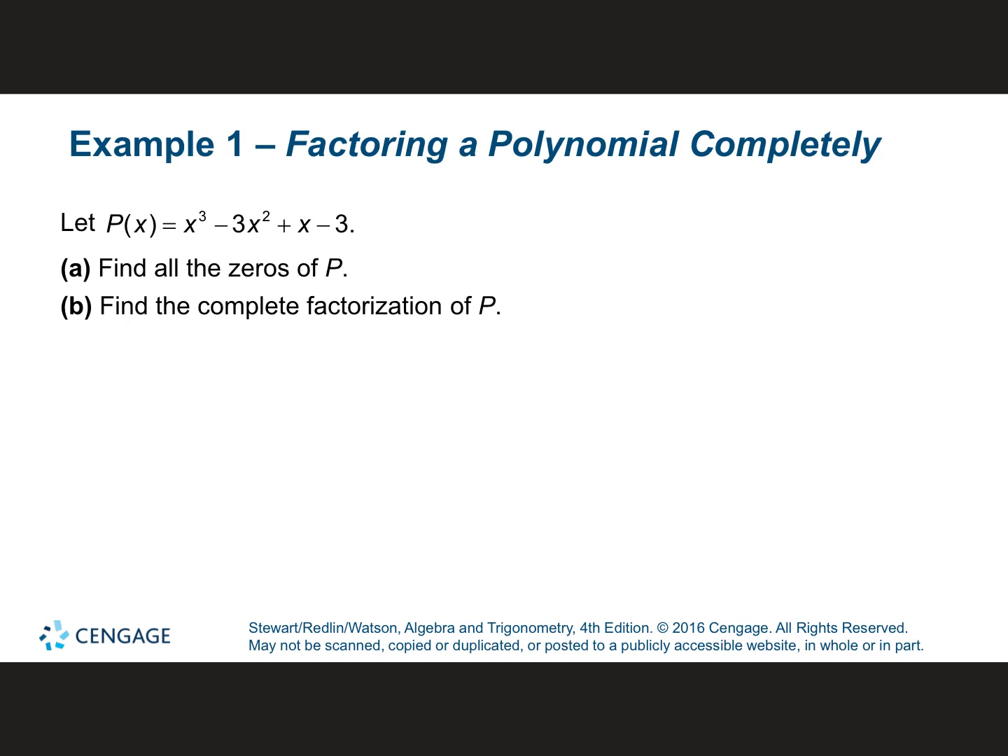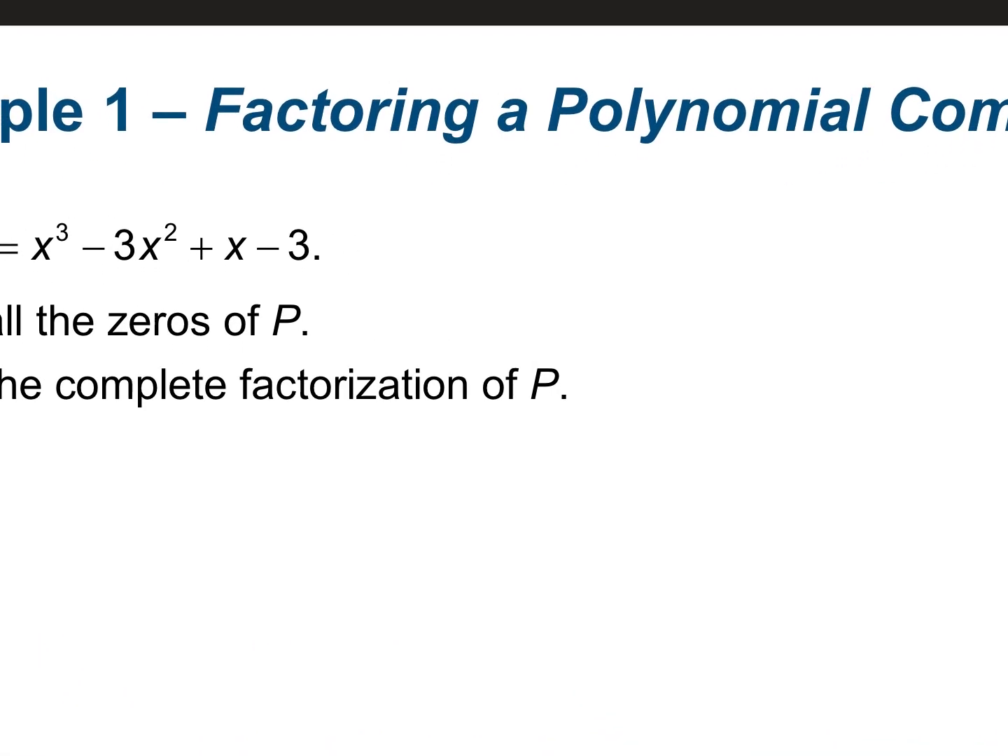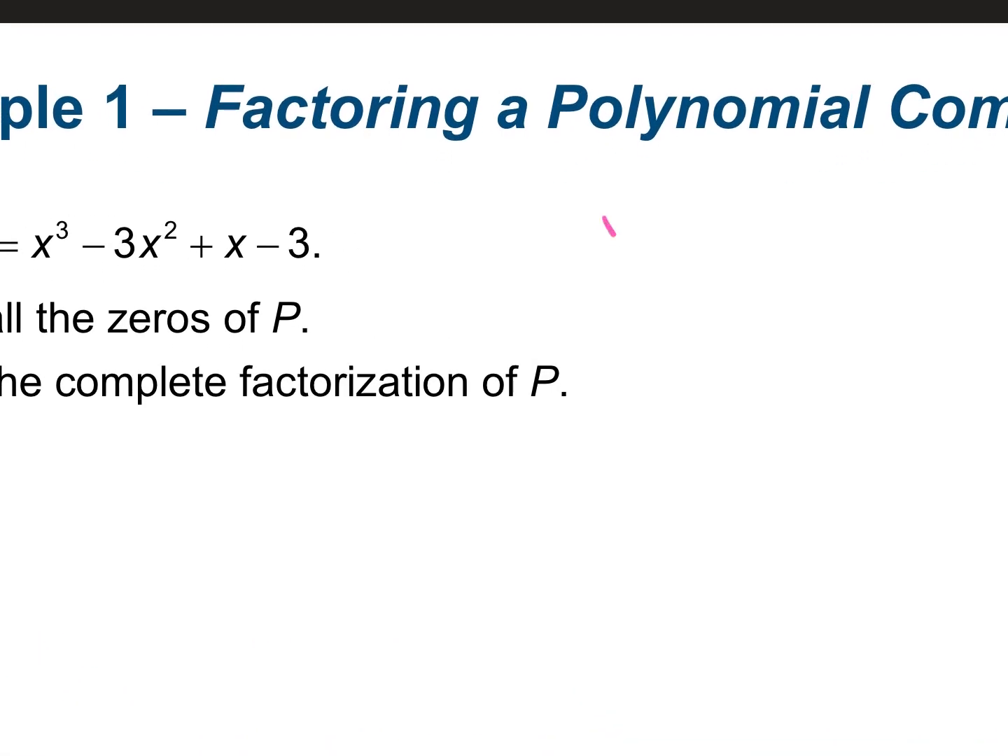At example 1, we're factoring to find all the zeros. How would I factor when I have 4 terms? Group them. So x cubed minus 3x squared plus x minus 3. So we're going to group the first two, group the second two.